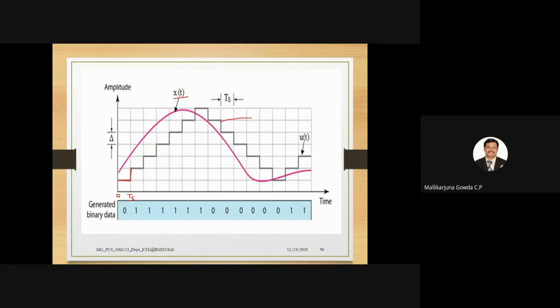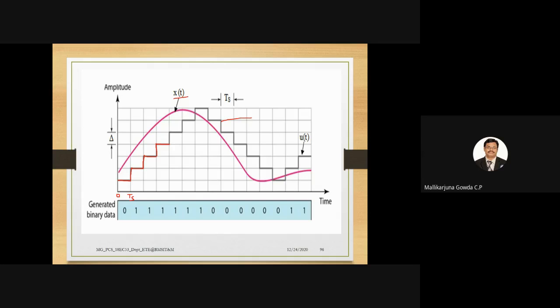Then it will retain that value till the next sampling interval. At this point it compares again. Still, the approximated signal is less than the analog signal, so it will be incremented by delta again. It holds that value till the next sampling interval. Again it compares with the analog input signal, and still the approximated signal is less, so it will be incremented by delta, and that value will be held till the next sampling interval.